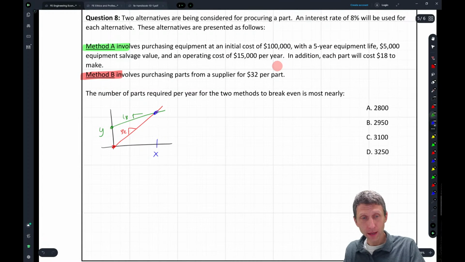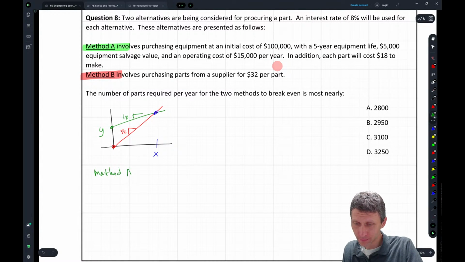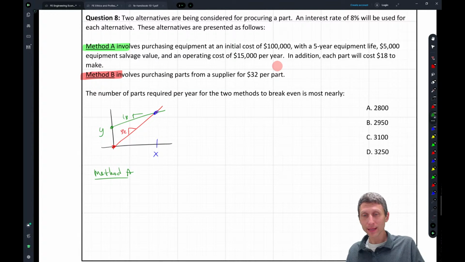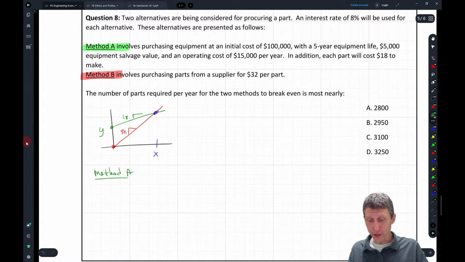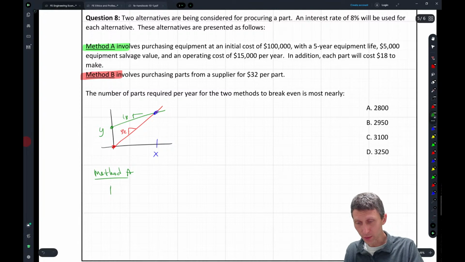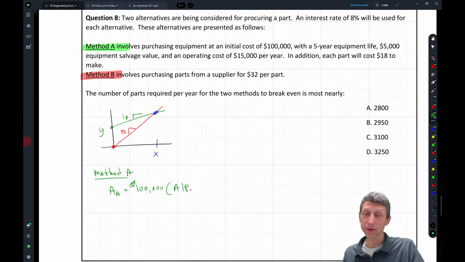Let's look at method A. What we're going to do here is, we have parts required per year, so let's bring everything to an annualized cost. Does that make sense? We want to figure out how much these parts are going to cost every year. So method A, the annualized cost for A is going to equal, well, we have this whole startup cost thing, $100,000 times A given P. We're given a present value, but we want the annualized value for that. What's our rate of return here? We're saying we have 8%, and we have a 5-year life. So we just took that $100,000 initial startup cost and annualized it.